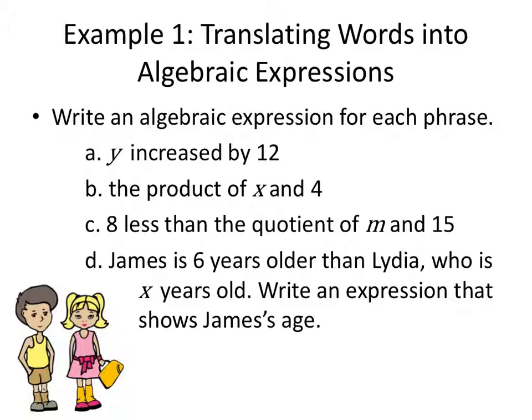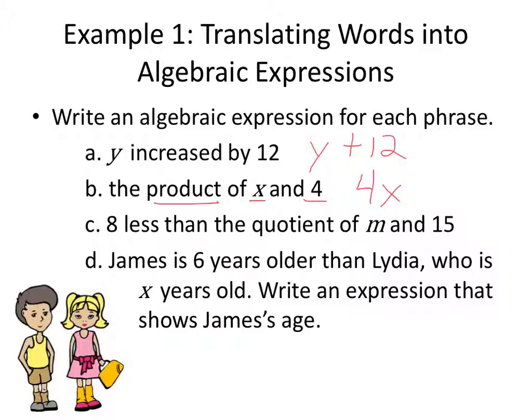Letter A says y increased by 12. So here we would have y, and that's increased by 12, so it indicates addition. Y plus 12 is our algebraic phrase. Letter B says the product of x and 4. Product, of course, indicates multiplication. And so if we write our coefficient first, we would write 4x, or 4 times x. It's the product, indicating multiplication.